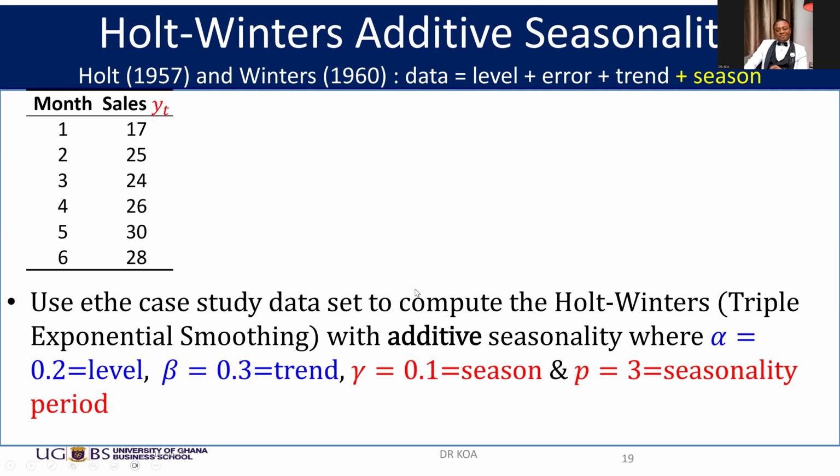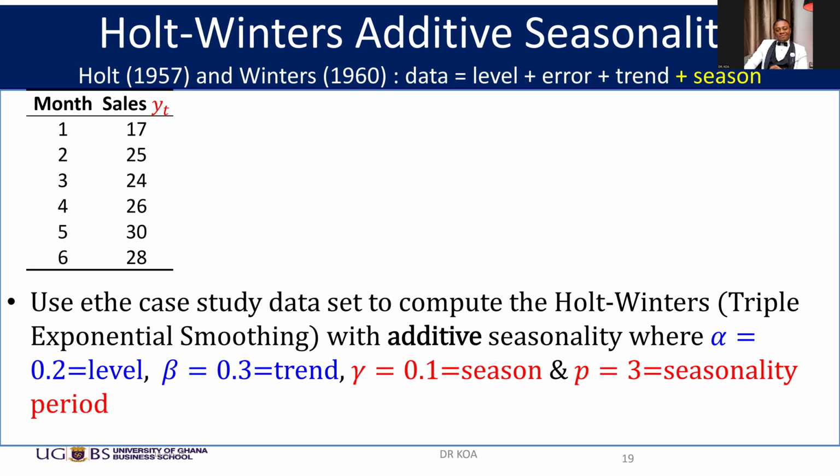So this is our data set. We are going to use the case study here to compute the Holt-Winters. We have been given the smoothing parameter for the level as 0.2, the smoothing parameter for the trend as 0.3, which has not changed. We have now brought in the smoothing parameter gamma as 0.1, which is for the season. And then we have the seasonality period to be 3.